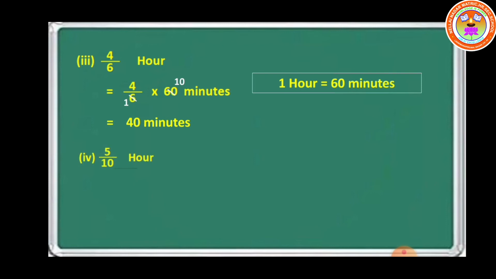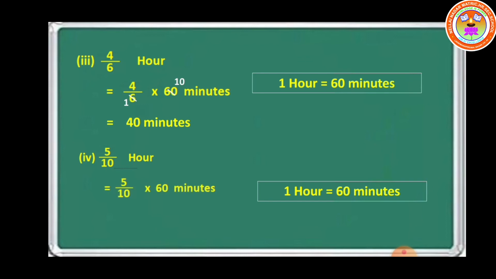Fourth subdivision, 5 by 10 hour. As we know, 1 hour is equal to 60 minutes. So 5 by 10 hour is equal to 5 by 10 into 60 minutes. 0 and 0 will be getting cancelled, remaining 5 6s are 30 minutes.